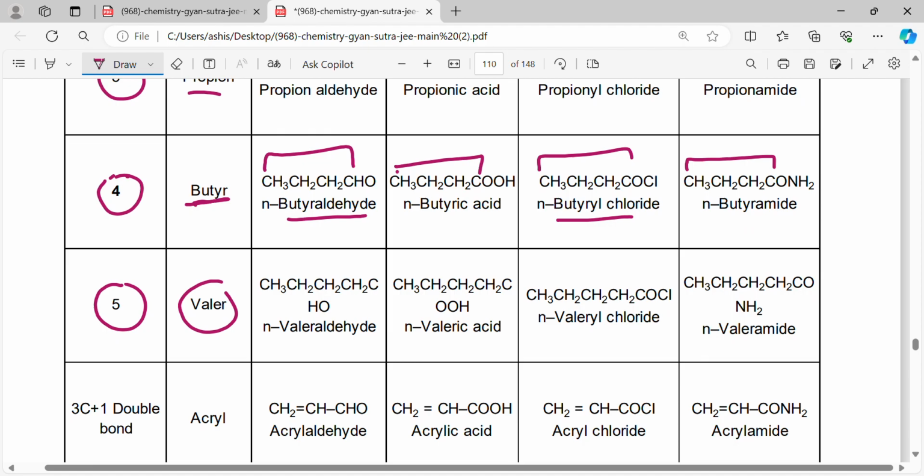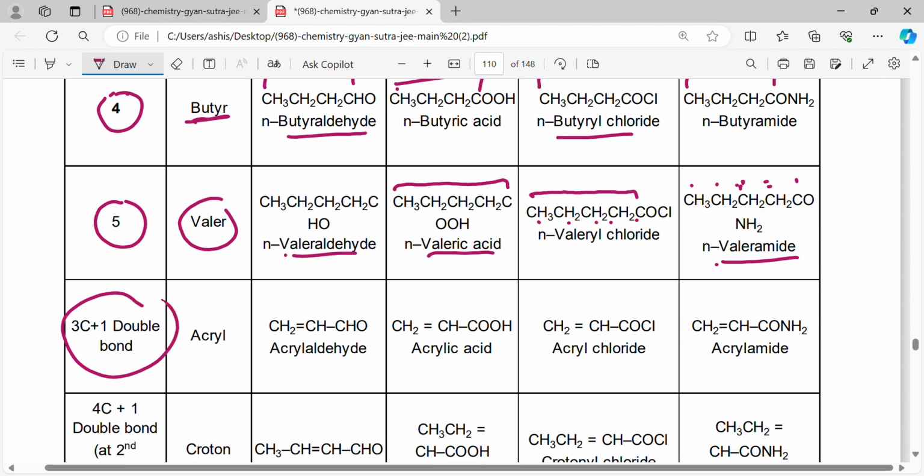Valer is used when the number of carbons is 5. So if 5 carbons are present, then the common naming system is called valer. So valeraldehyde, that is if 5 carbons are present in the aldehyde. Valeric acid, if carboxylic acid has 5 carbons. If 5 carbons are present in acid halide, then that is called valeryl chloride, like 1, 2, 3, 4, 5, total 5 carbons are present. Then if 5 carbons are present in amide, that is called valeramide.